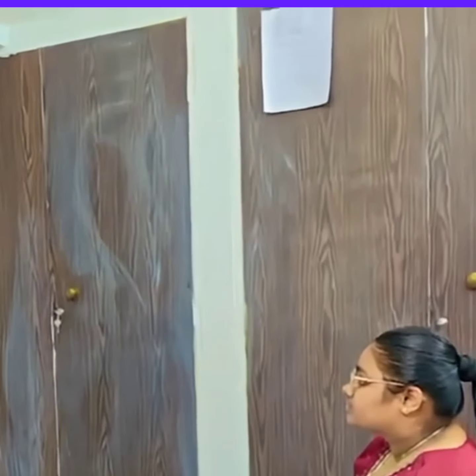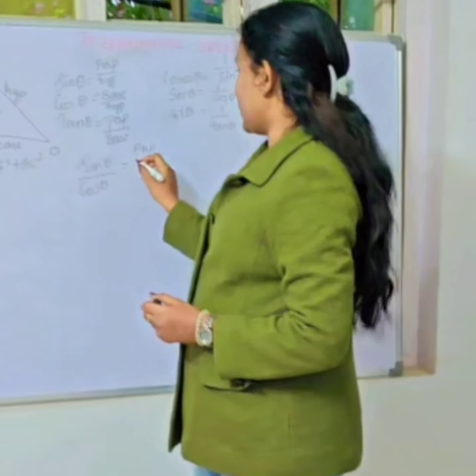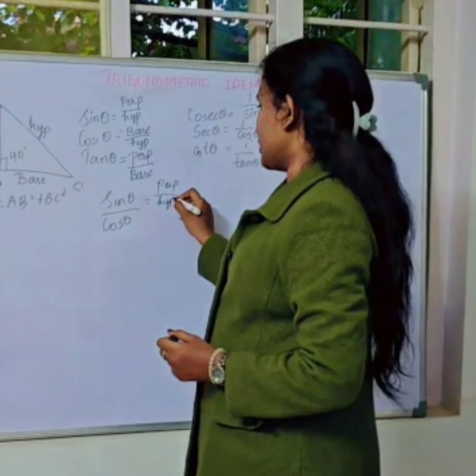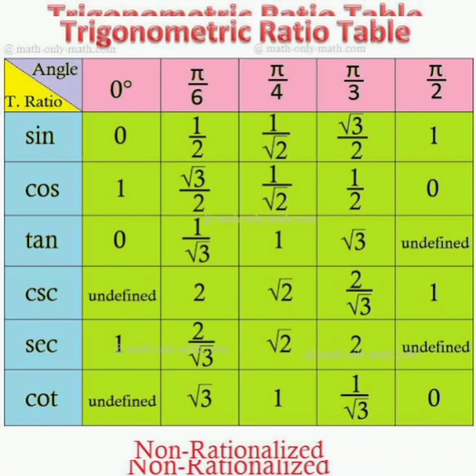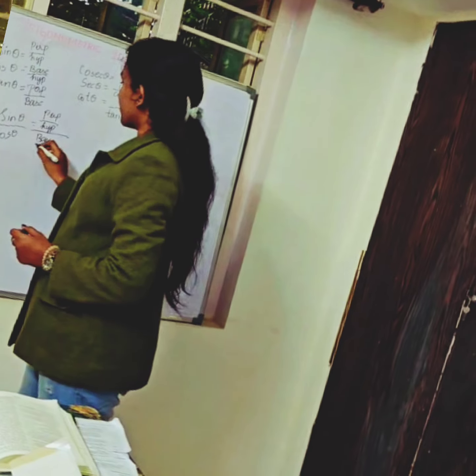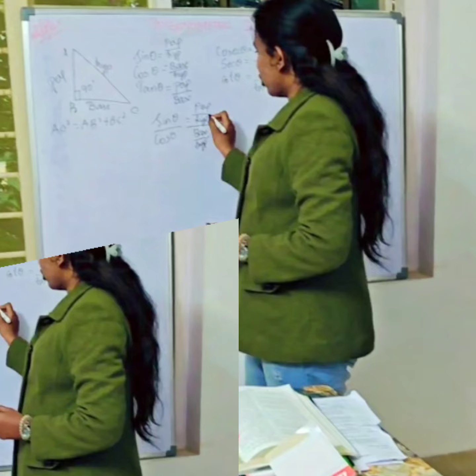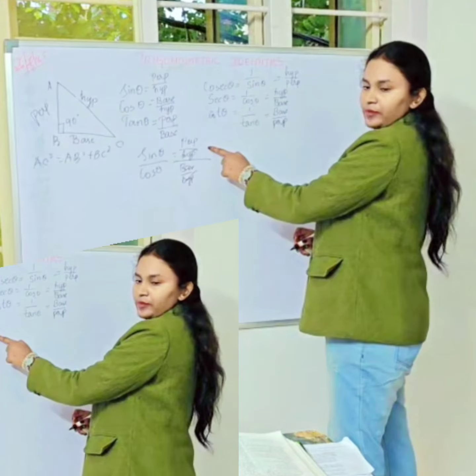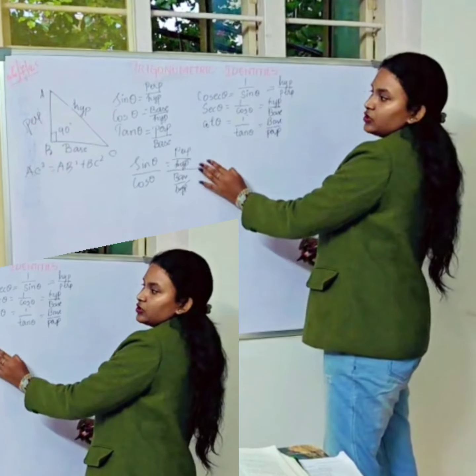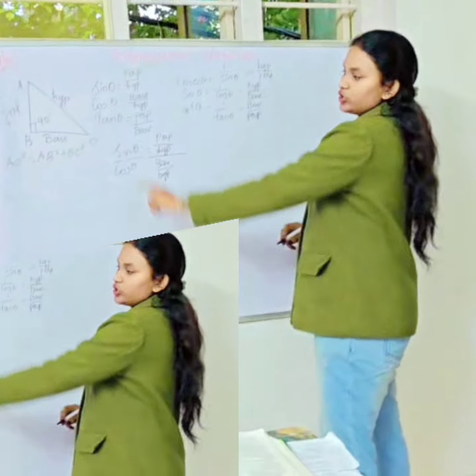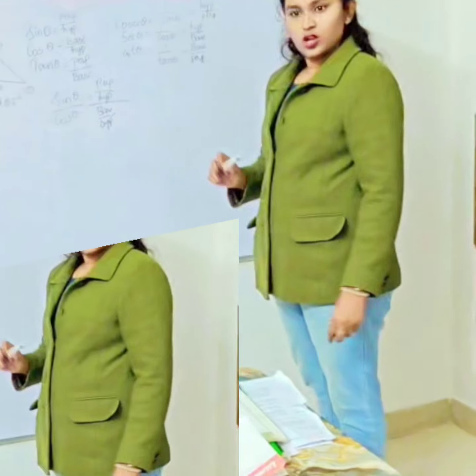So you can write sine as perpendicular by hypotenuse. Cos theta is what? Base by hypotenuse. So now if both hypotenuse get cancelled, what do you have? Perpendicular by base. So perpendicular by base is tan theta only, no? So you can write tan theta as sin theta by cos theta.